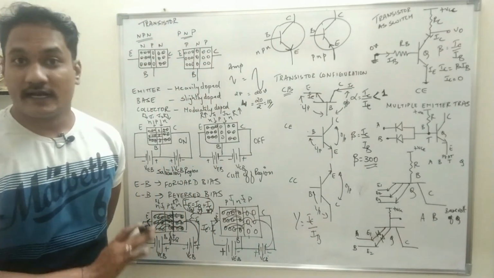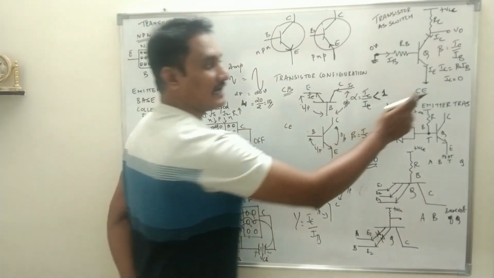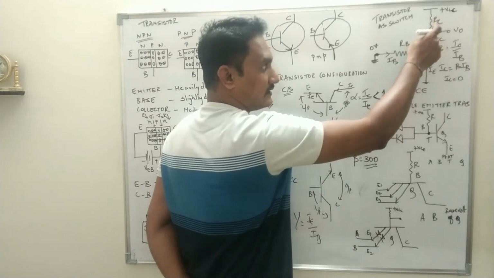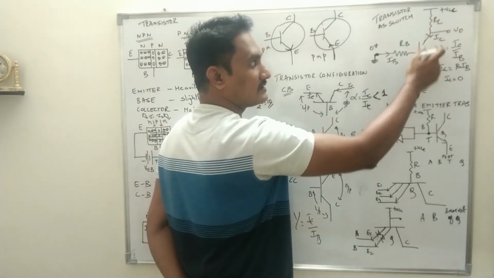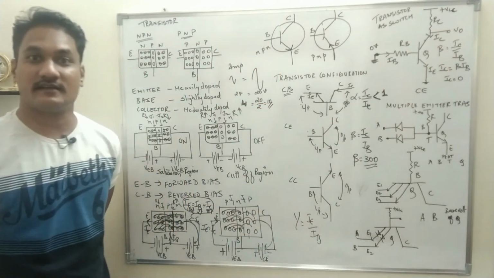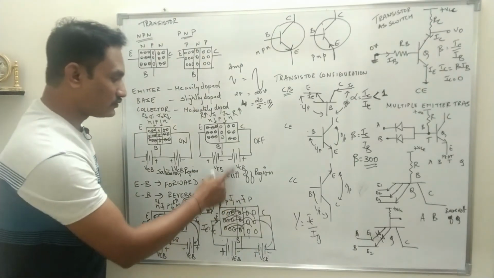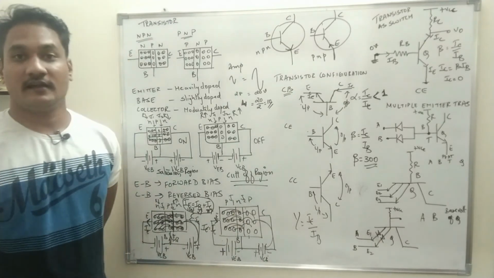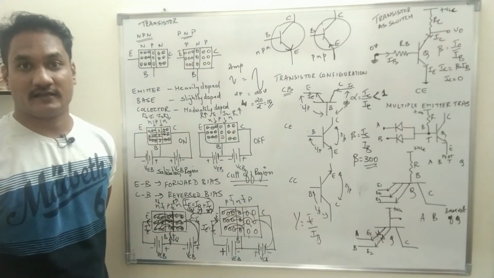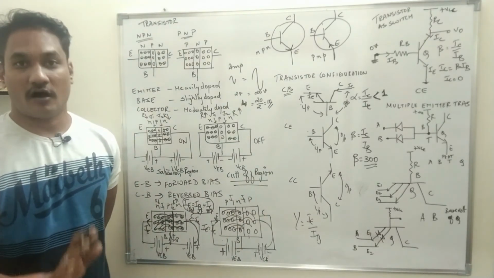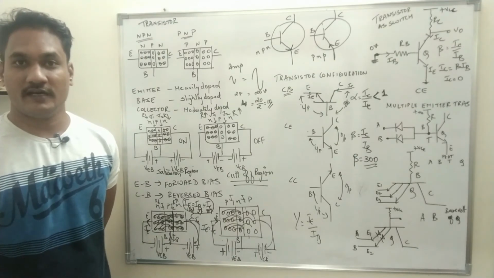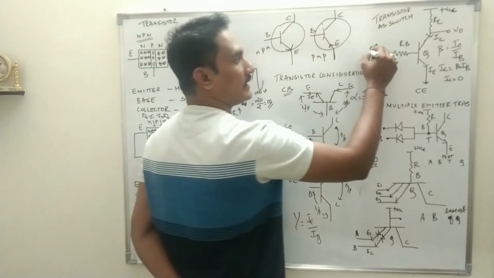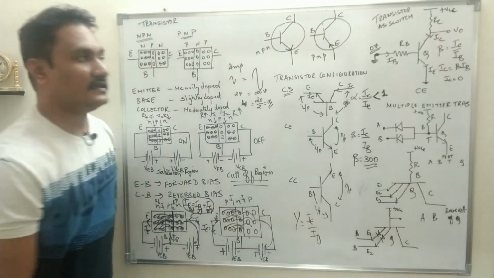IC is the current flowing through the transistor, so no current is flowing through the transistor. And when no current flows through the transistor, we say the transistor is working in the cutoff region. That means at this point the transistor is in off state. So when 0 volt is applied, the transistor is in off state.